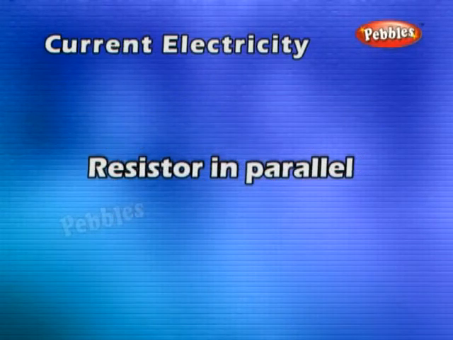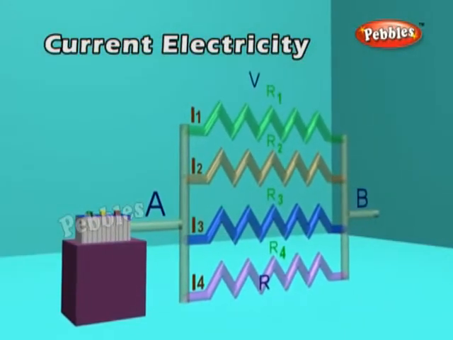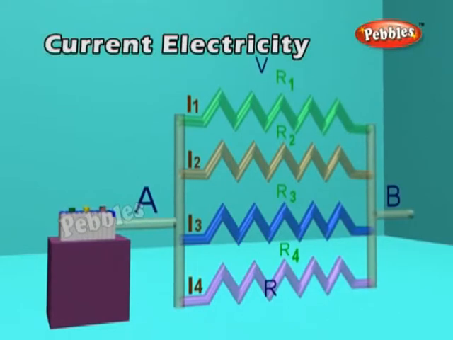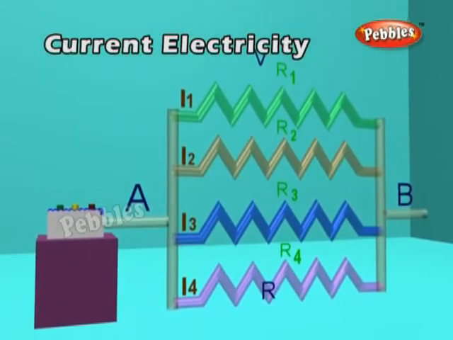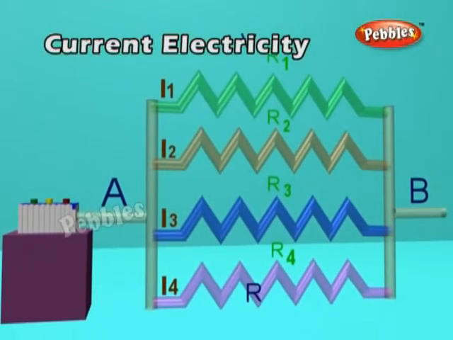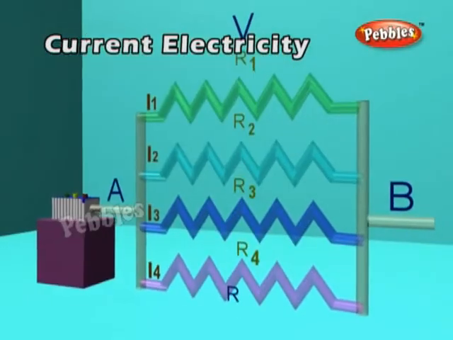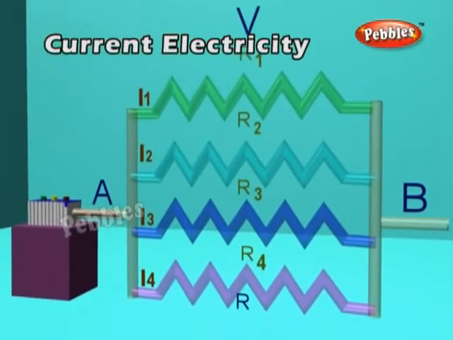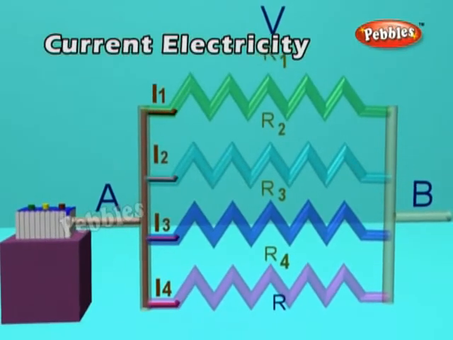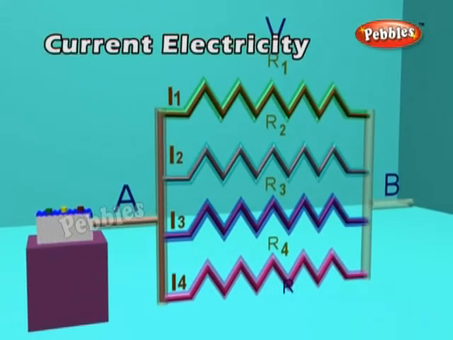Resistors in parallel. Consider 4 resistors of resistance R1, R2, R3 and R4 connected in parallel. A source of electromotive force, EMF, V, is connected to the parallel combination. When resistors are in parallel, the potential difference across each resistor is the same. A current I entering the combination gets divided into I1, I2, I3 and I4 through the resistors R1, R2, R3 and R4 respectively.